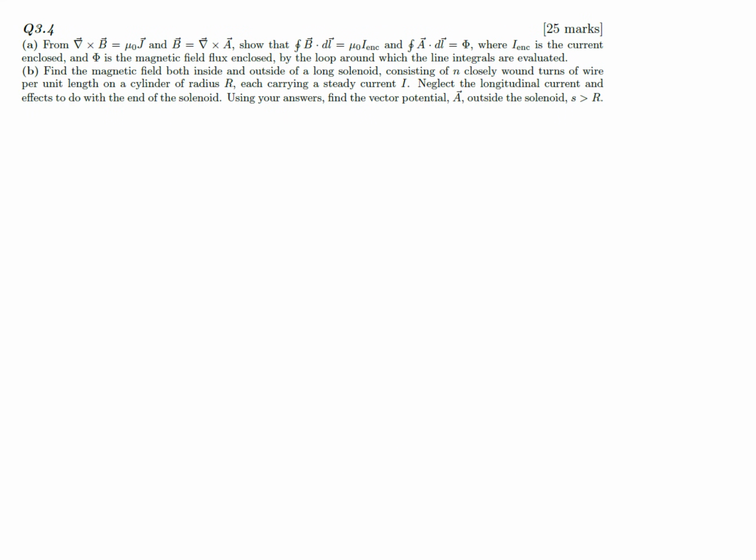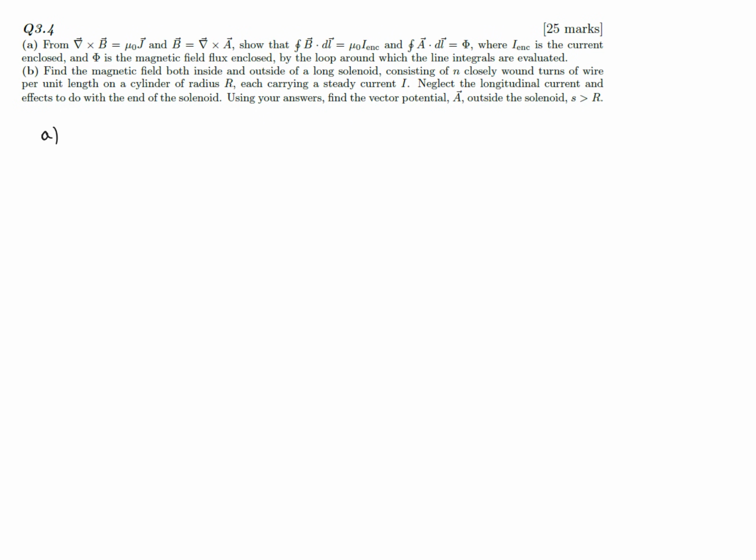Okay, so the final question in magnetostatics here is about the magnetic field and the vector potential. So we're given two equations. The curl of the magnetic field is mu naught times the current density, and the fact that the magnetic field itself can be obtained as the curl of the vector potential. From these expressions, we're asked to show that the line integral of the magnetic field around a closed loop is equal to the current enclosed. So let's have a look at that one first.